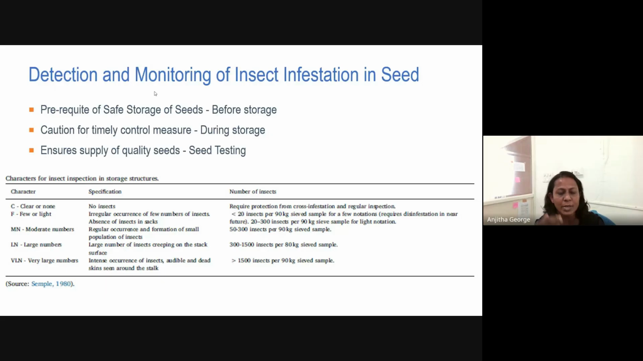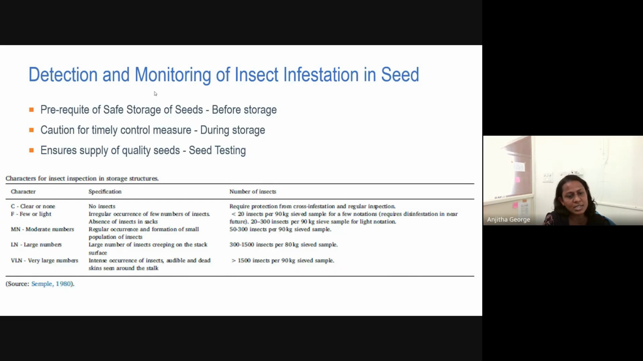It can be classified into 3 different stages. That is, before storage, there are certain precautionary measures you have to take. During storage, what are the things to be done? And before you distribute the seeds and use them for sowing purposes, there are certain parameters we have to see.